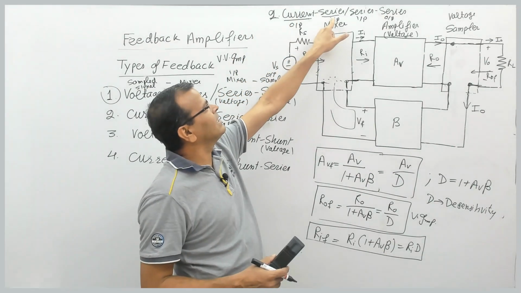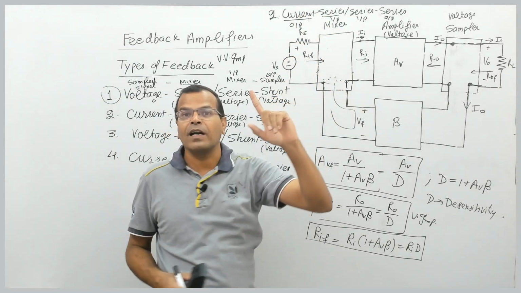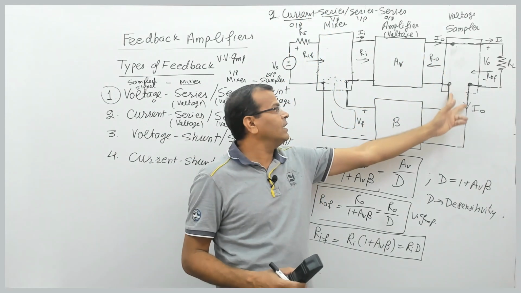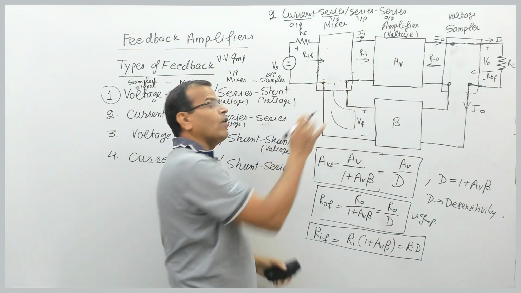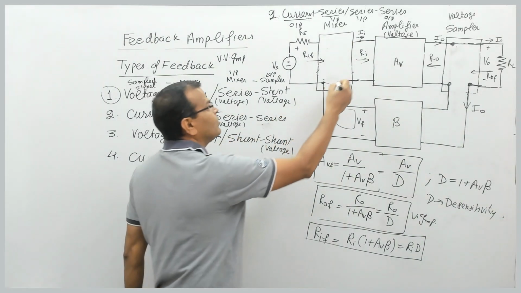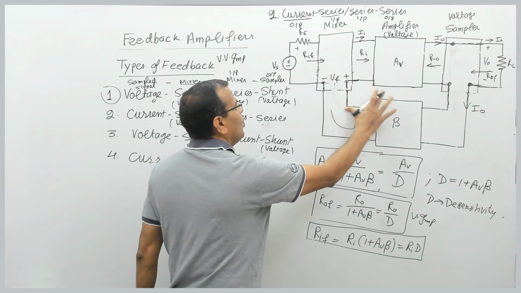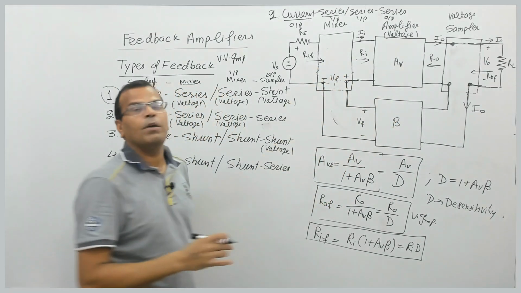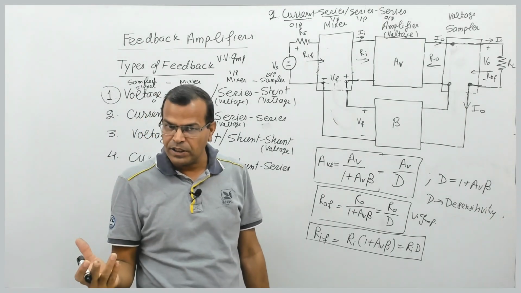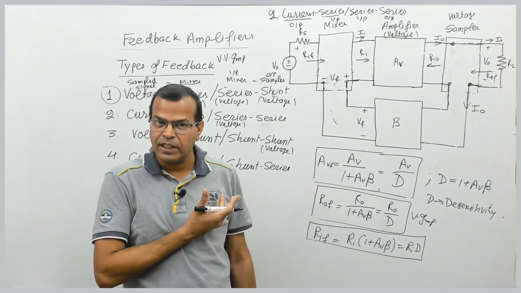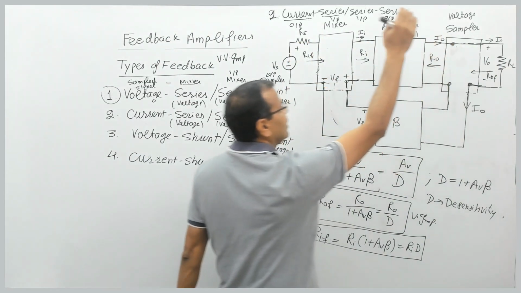Now current series. So the input side is series, the output side is current. In case of series mixing, we have already seen that series mixing means voltage mixing. So that means the input signal must be a voltage. I have already discussed that in detail. And so the input signal is a voltage, the output signal is a current.